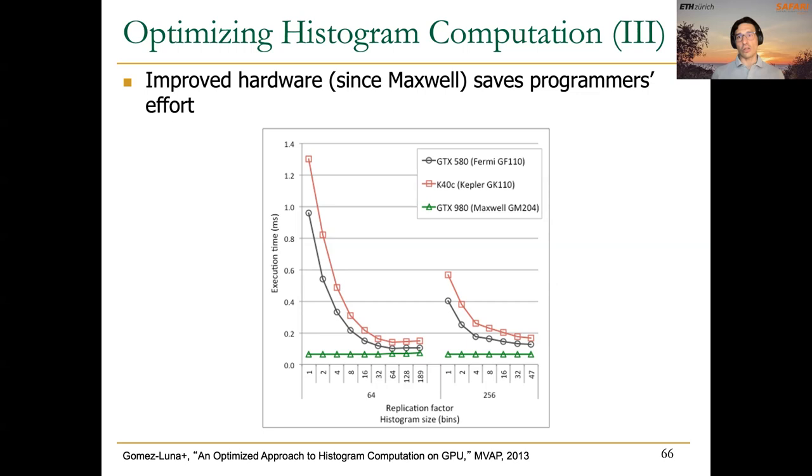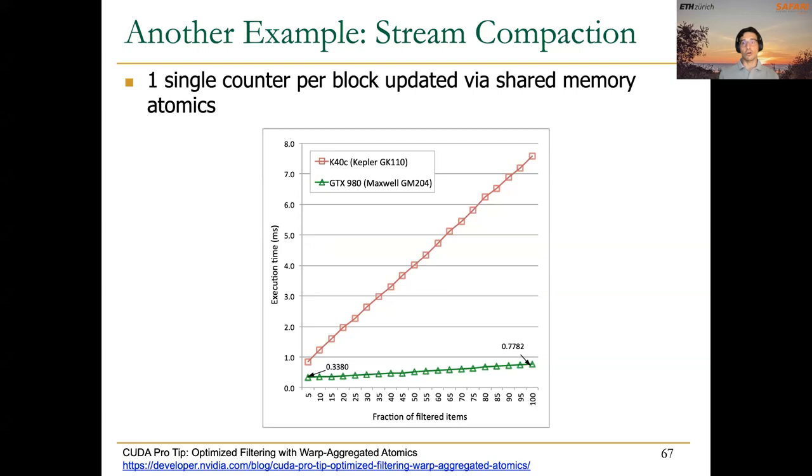I even have another example, an atomic operation based stream compaction. What we do here is just have a single counter per thread block. It's just one single memory location per thread block that is updated by all threads of the thread block when they need to perform the stream compaction operation, and observe that even with all threads of the thread block accessing and updating atomically the same shared memory location, the execution time only increases from 0.33 to 0.77 in the case where we have the maximum degree of atomic conflict.